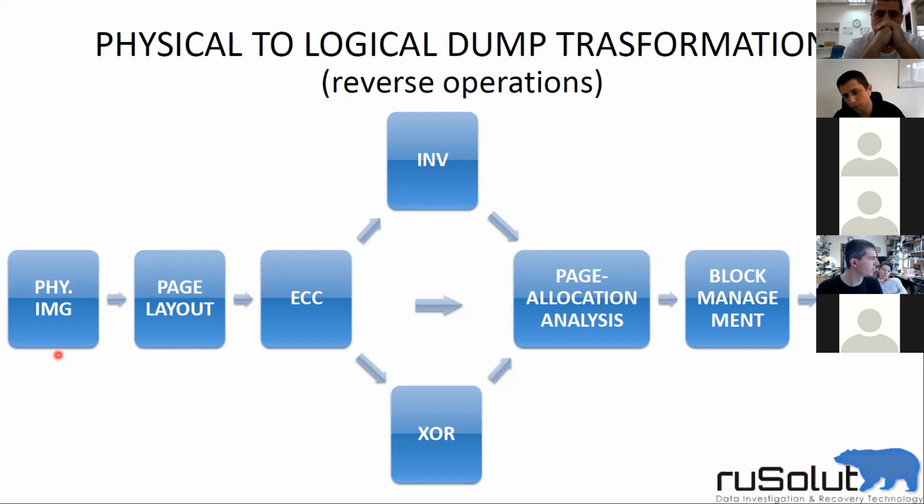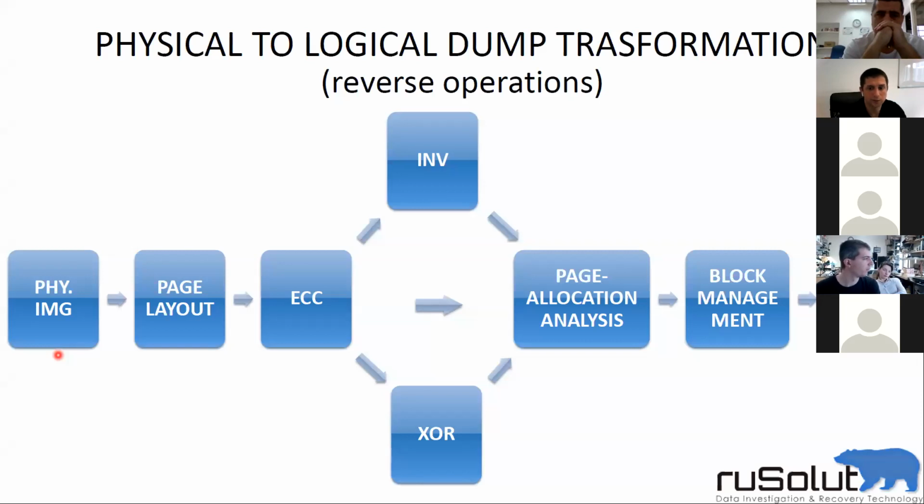After we apply XORed transformation, we need to deal with page allocation analysis. What is that? A controller can write pages in several ways. It can write data into several chips simultaneously, or it can write data into one chip, then to another chip. It can write data simultaneously into several crystals of the same chip. So all these things we need to figure out on this step.